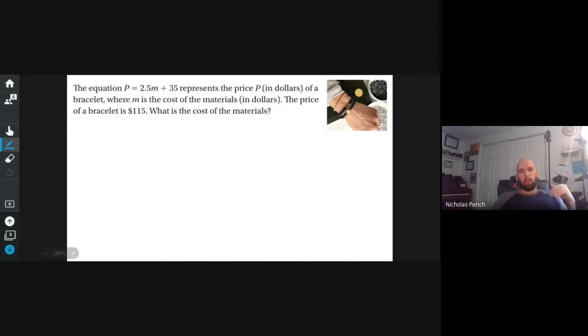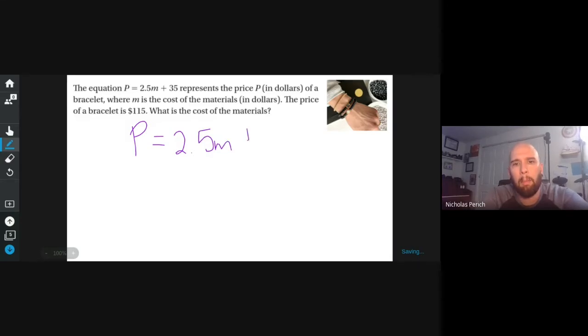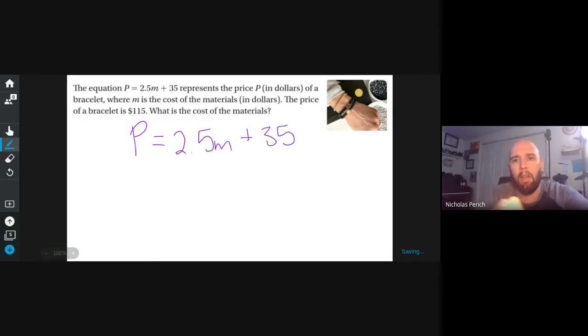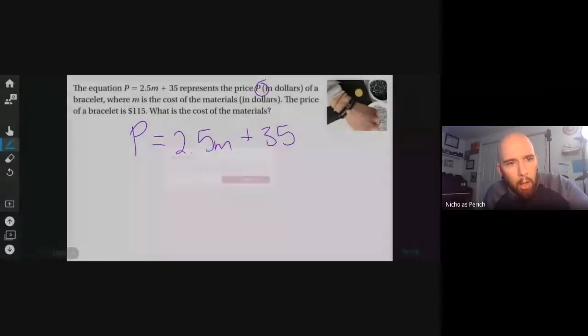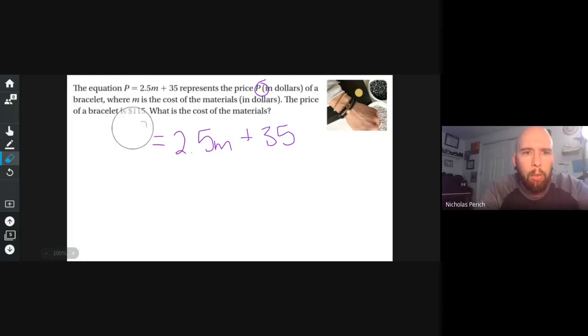The equation P equals 2.5M plus 35 represents the price in dollars of a bracelet, where M is the cost of the material. Okay, so let me write that formula out. P equals 2.5M plus 35. The second sentence says the price of a bracelet is $115. Oh, P is price. So I can replace P with 115.